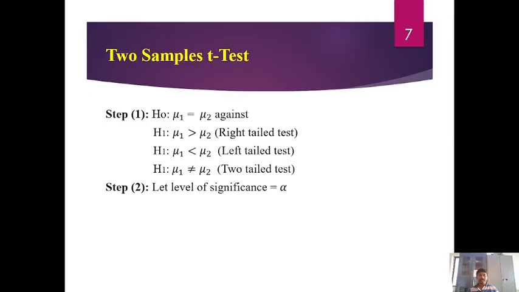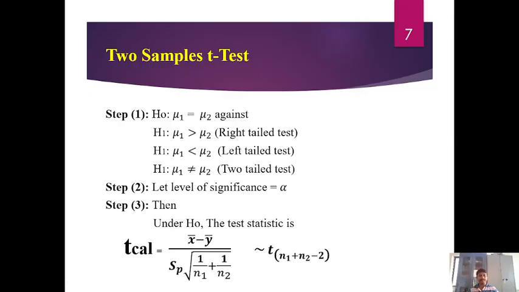Step 2 is now we have to define or set level of significance as alpha. Step 3 is under H0 the test statistic is t calculated is equal to x bar minus y bar divided by sp into under root 1 upon n1 plus 1 upon n2, where sp is square root of pooled variance sp square, and under H0 the distribution of t calculated is t distribution with n1 plus n2 minus 2 degrees of freedom.